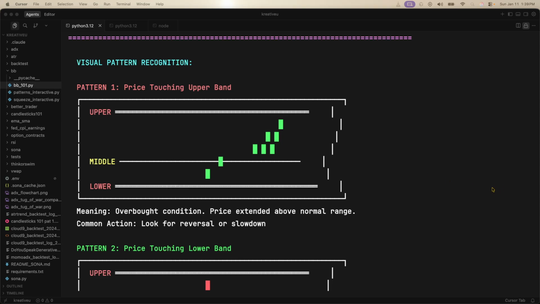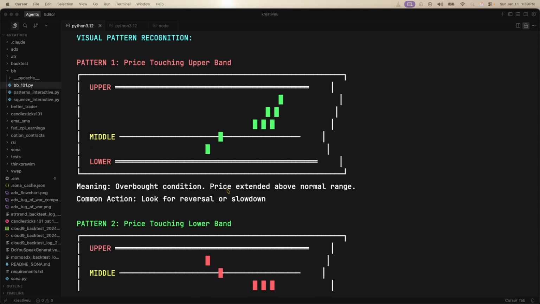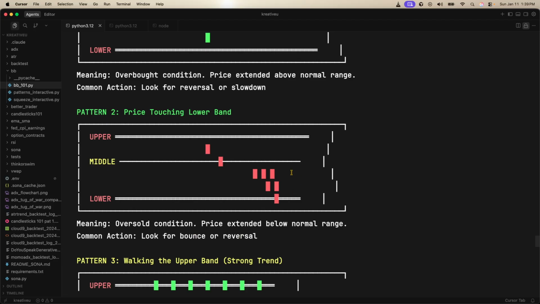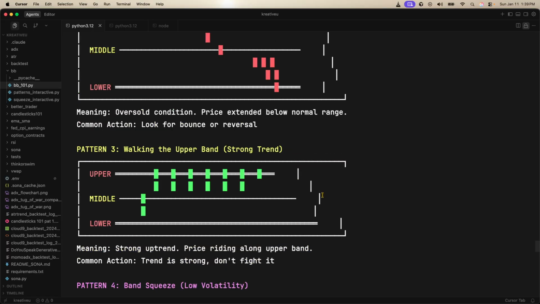So let's keep going. Overbought conditions: the price is extended above the normal ranges. Common action is to look for reversals from a slowdown. We just talked about it. When the price is overextended, what are we going to expect? For it to go back down to its average. When the price is in oversold conditions, extended downwards, what are we going to expect? For it to go back to its average. And then the walking period: strong upward momentum, the price is riding along the upper band. The trend is strong. Don't fight it.